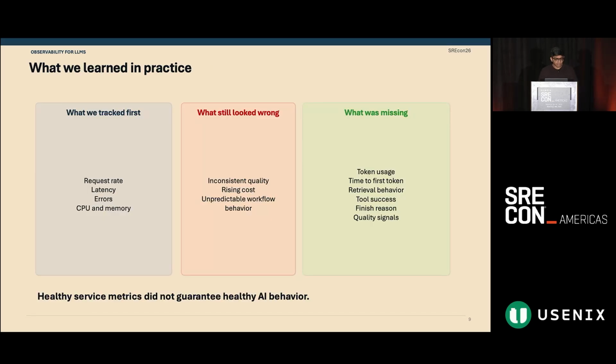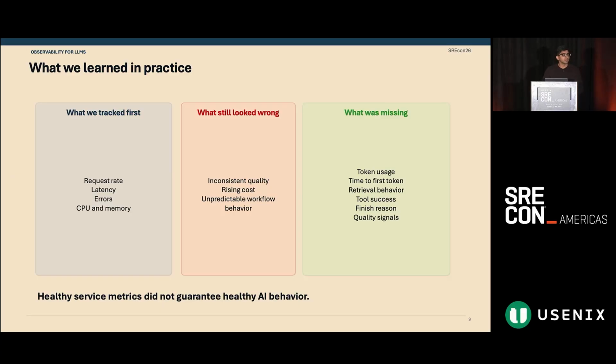So I will go over a practical example of what we learned at TikTok. Initially, we were monitoring the LLM application as a conventional application using traditional service metrics, like request rate, latency, error rate, and resource usage.